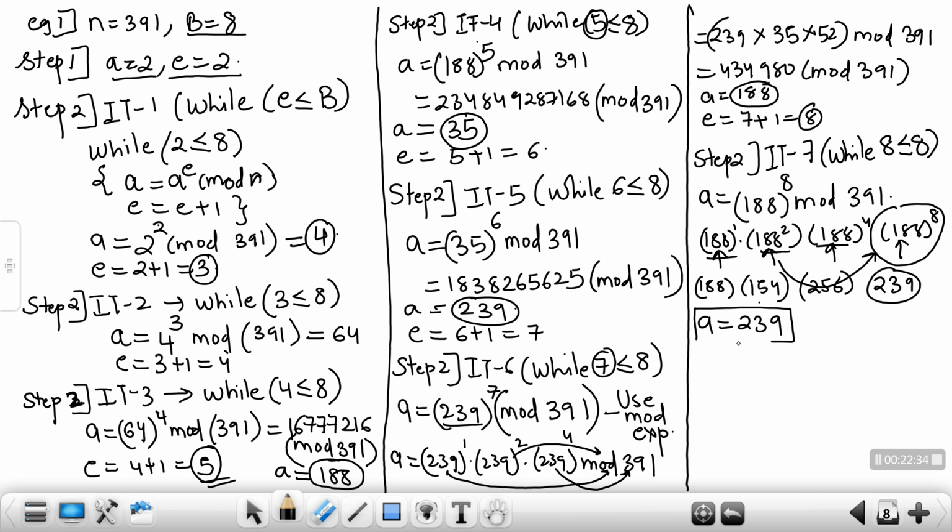I hope all of you are getting this value. A was 239. Now I cannot go further, correct? Now what will be my E value? E will be E plus 1. E is now already 8. 8 plus 1 is nothing but 9.